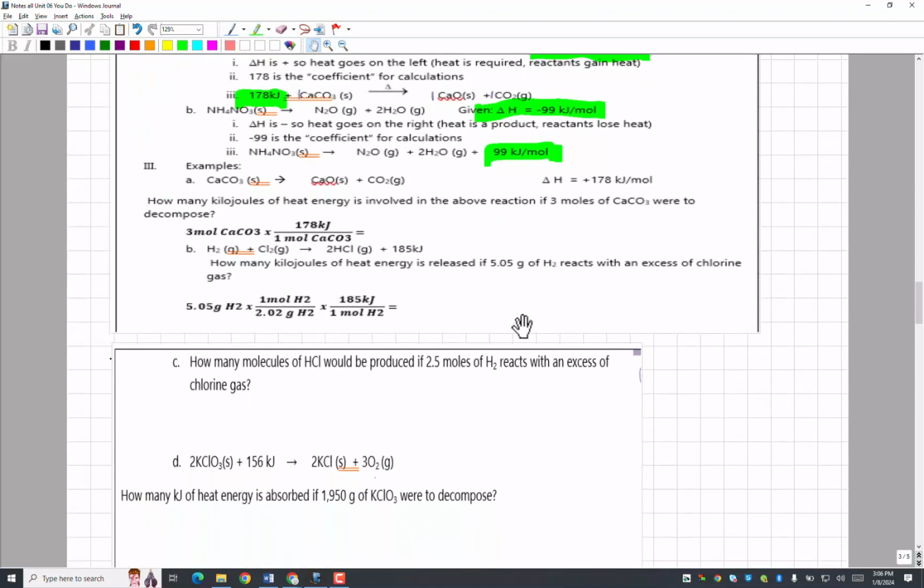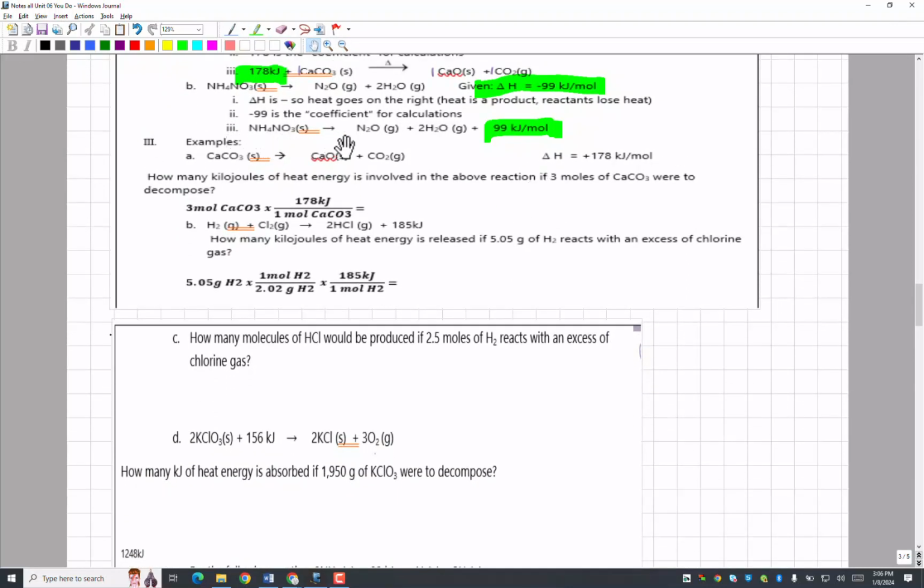Yay, math. Given this equation, CaCO3 yields CaO plus CO2, delta H is positive 178. That's my coefficient, right? So what I'm going to do right away, it's positive, I'm going to put 178 kilojoules over here with a plus sign. How many kilojoules of heat energy is involved in the above reaction if 3 moles of CaCO3 were to decompose? Notice 3 moles of CaCO3 cancel.